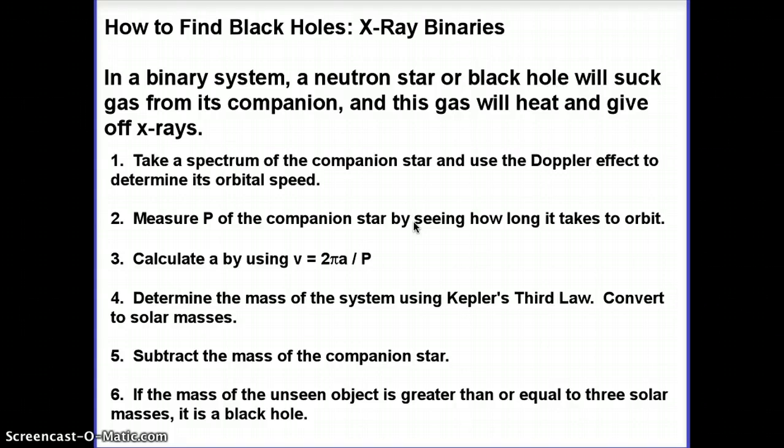Binary stars, of course, are ones where there's two stars that are orbiting each other. And in this particular case, we've got either a neutron star or a black hole that's being orbited by a main sequence star or a red giant or something like that. And just like we had with the white dwarfs, since neutron stars and black holes have very high amounts of gravity, they can suck mass from their companions. And this gas then heats up and gives off X-rays, which we can make measurements on. And it's by studying those X-rays and doing spectra and all the kinds of stuff we've been talking about that we can find black holes.